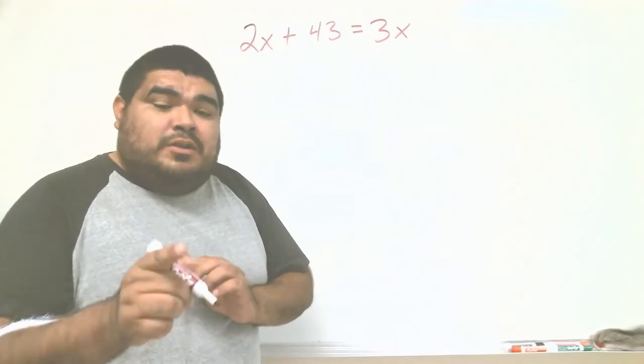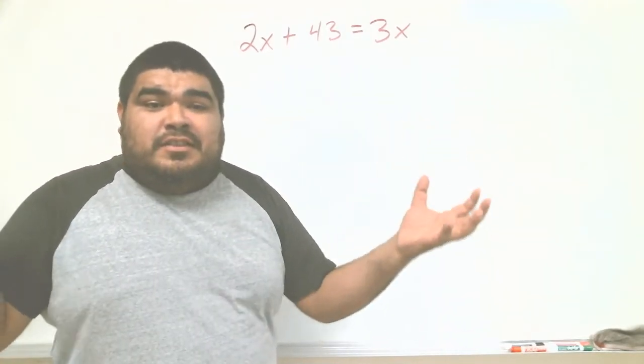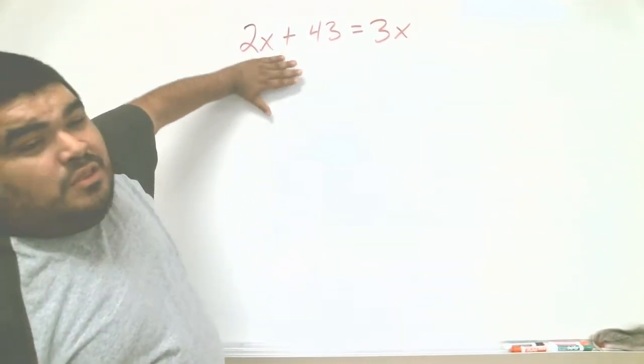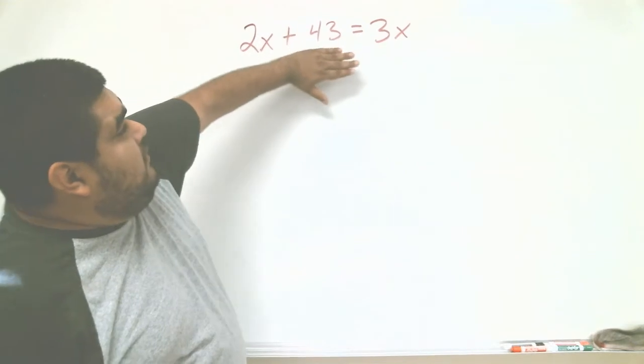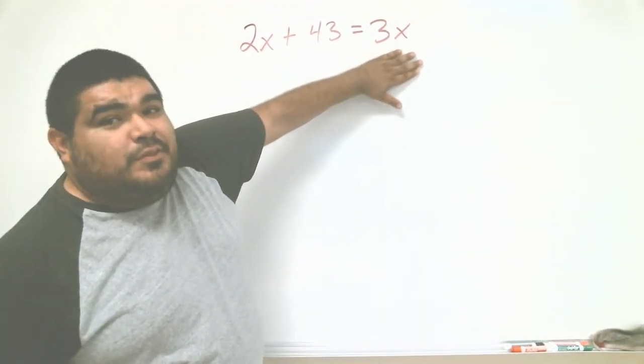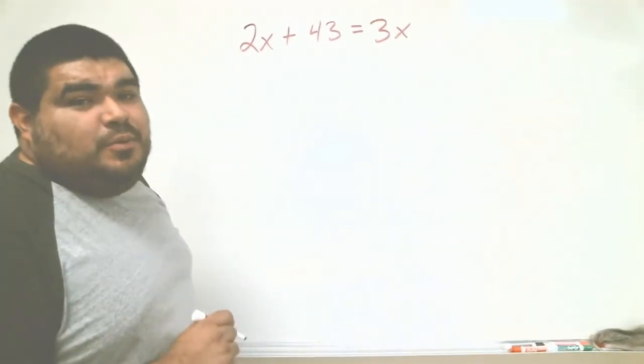Remember, always leave something on each side of the equal sign. Because if there's nothing there, it unbalances the balance. So the only one we can actually move is the 2x, because if we move it, we still have the 43 on one side of the equal sign. We cannot move the 3x because there's nothing else here. So let's move the 2x.